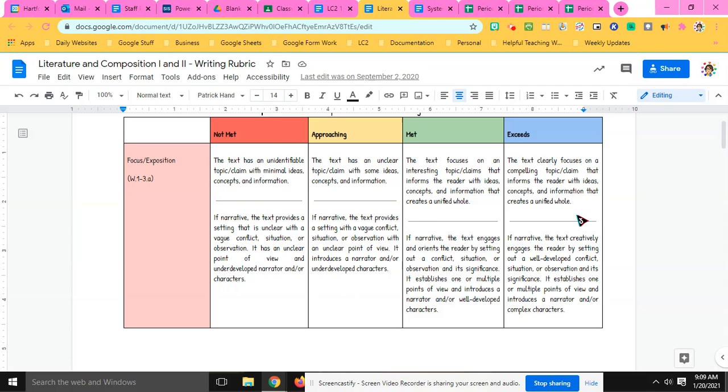So in order to earn a 4 for focus, your text needs to clearly focus on a compelling topic or claim, which for us is systemic discrimination, that informs the reader with ideas, concepts, and information that creates a unified whole. A unified whole is important. The difference between a 3 and a 4 is only this word clearly. This has to be done in a clear focus. As long as you follow the outline, you should be right on par here.